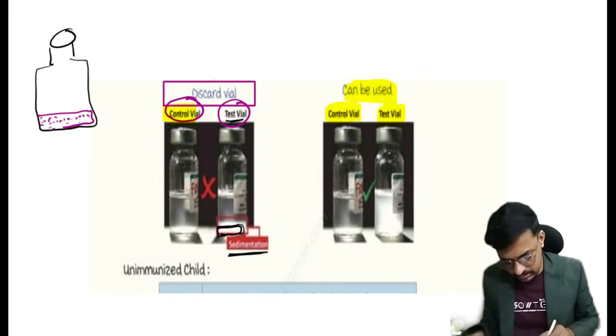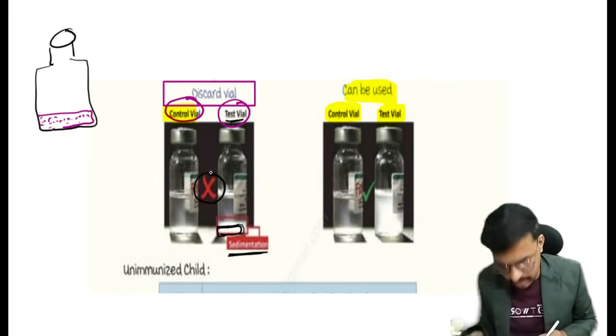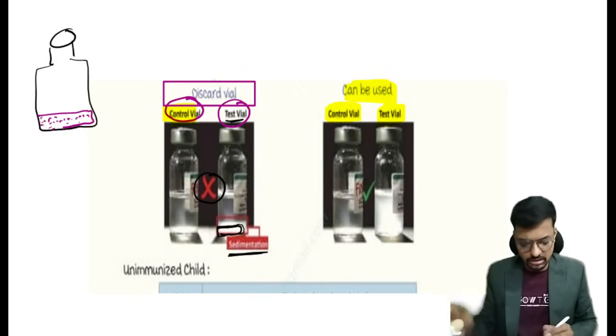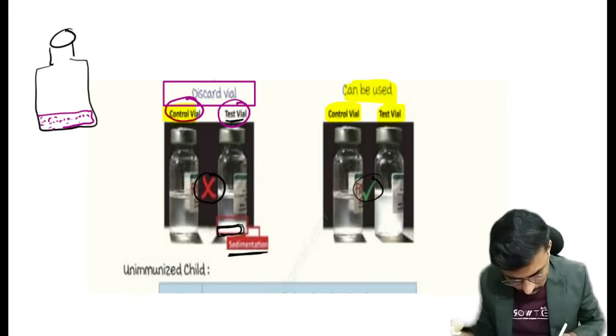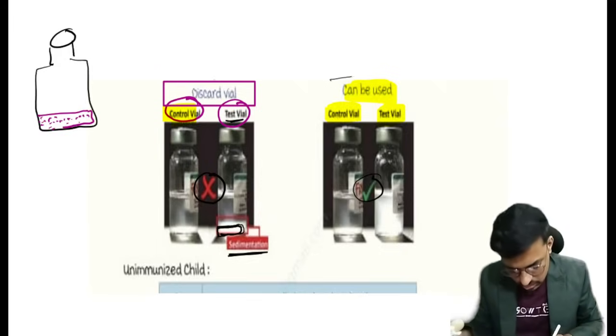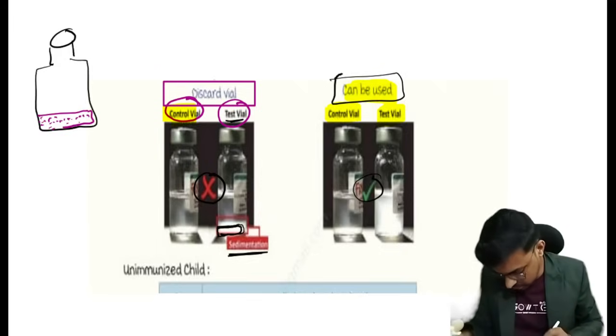Okay, so look at this one, the star mark, which is don't use. You are shaking, still the vial is clear, not mixing properly, discard it. And if you are mixing and it is completely mixed, amorphous, you can use that one. So this is what you call the shake test, right? I hope it is very much clear to every one of you, right?